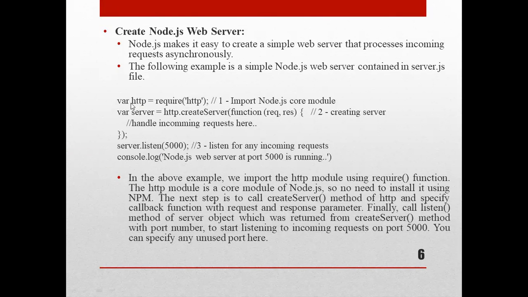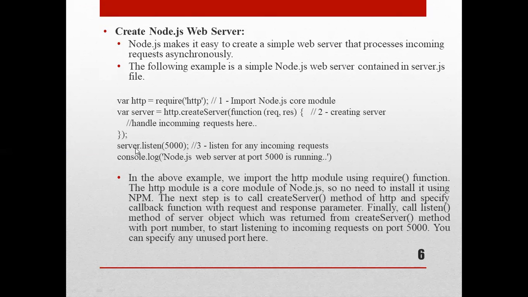We have declared one variable, http, and by using the require function, we are importing the Node.js core module, that is http. We have taken another variable, var server equals http.createServer. createServer is a method from that http module, and in that we have written one function consisting of request and response, and we are creating a server and handling incoming requests.